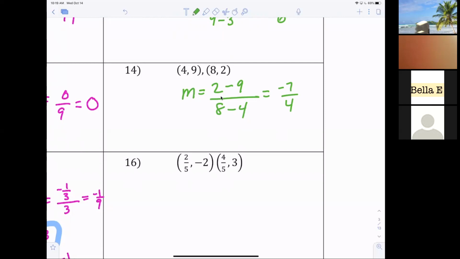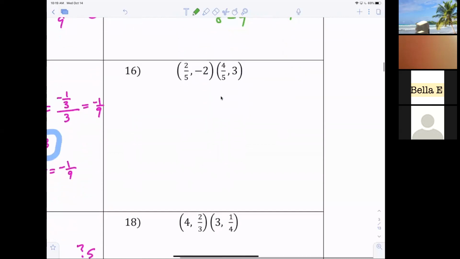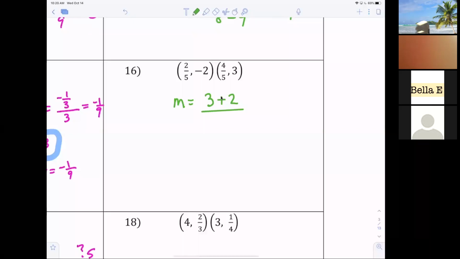All right, so here we go. Now I threw some fractions in here to try to throw you off. Don't be afraid of the fractions. M equals 3 plus 2. I didn't make a mistake. 3 minus negative. 3 minus negative is a positive. Now what's 4/5 minus 2/5? 2/5. Perfect. All right. So now I have 5 over 2/5.